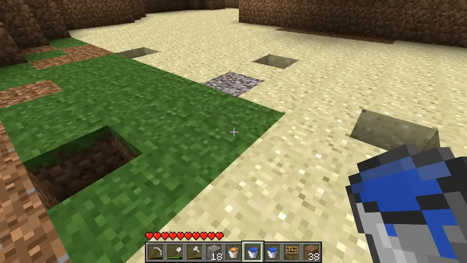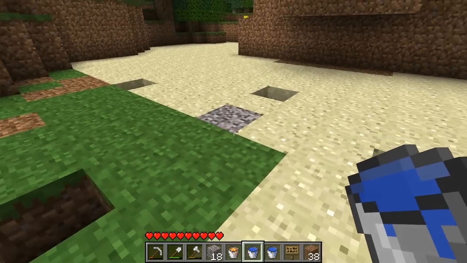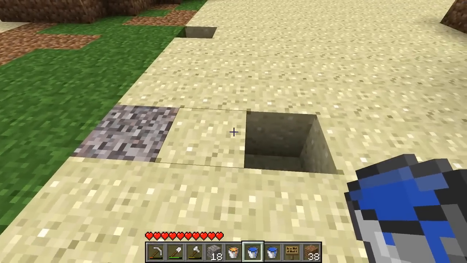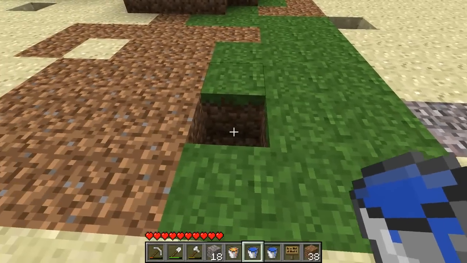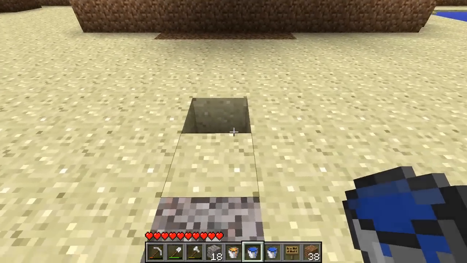When water is spreading, it will always attempt to find the shortest route of going down. So in this case, this hole here is only 2 blocks away from the gravel. This hole is 3 blocks away. This one's 3 blocks away. And this one's 4 blocks away. So it's going to go to this hole.